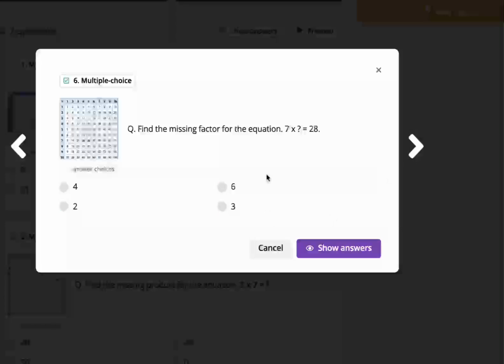Okay, my heroes, I will continue because we don't have time. In the row for 7, we will find 28 in which column? So it's in the column for the 4. In the row for 4, we will find 24 in which column? And we'll find it in the column for the 6.